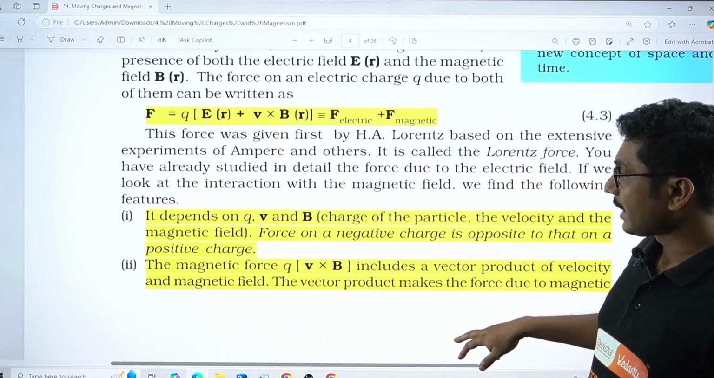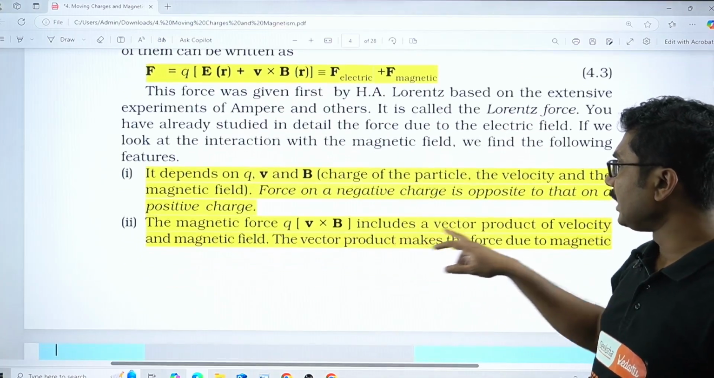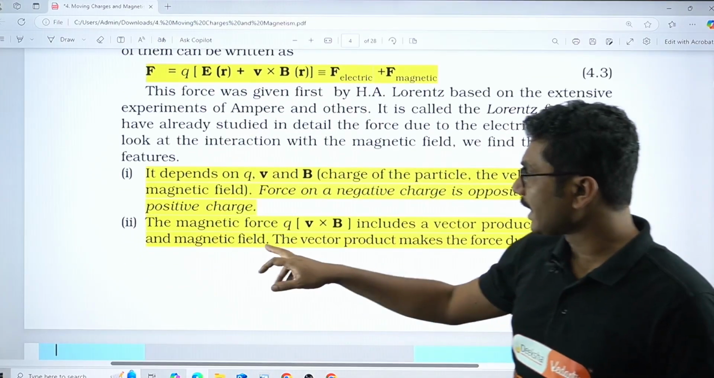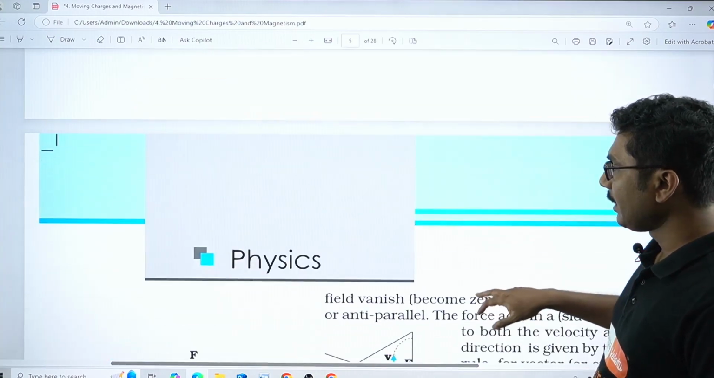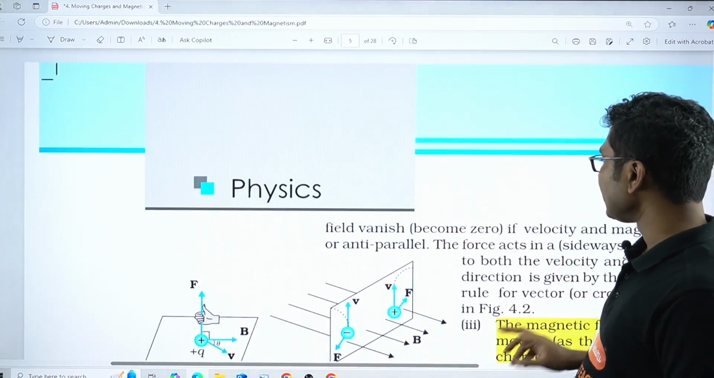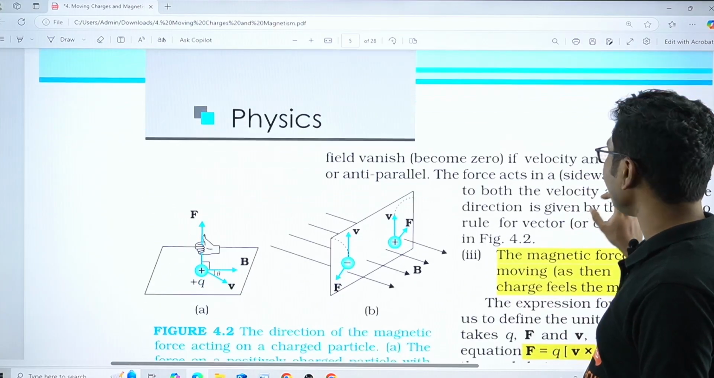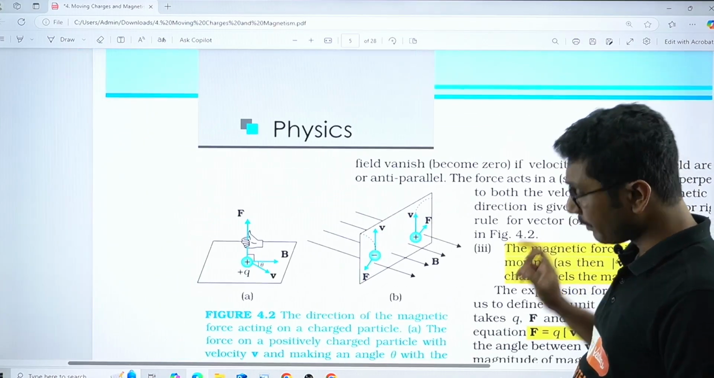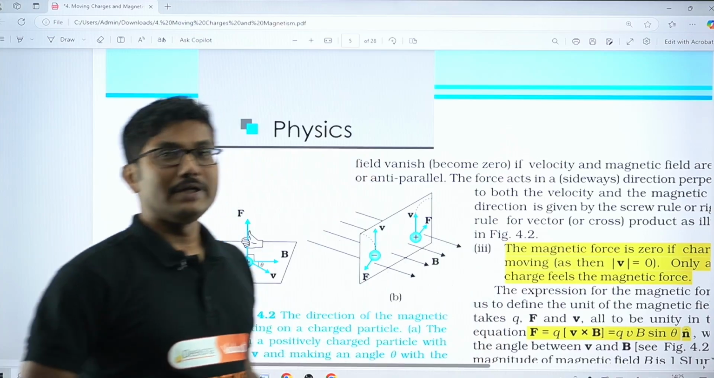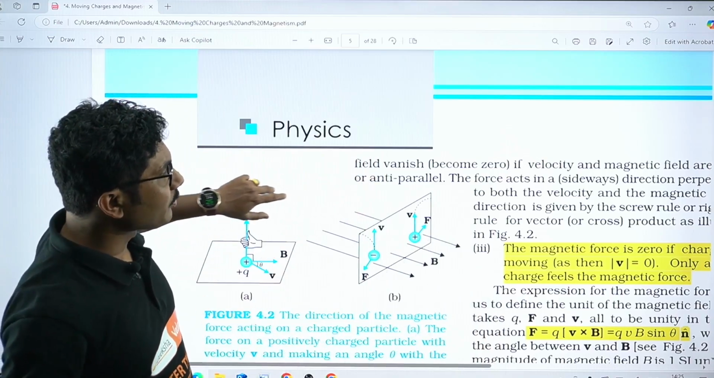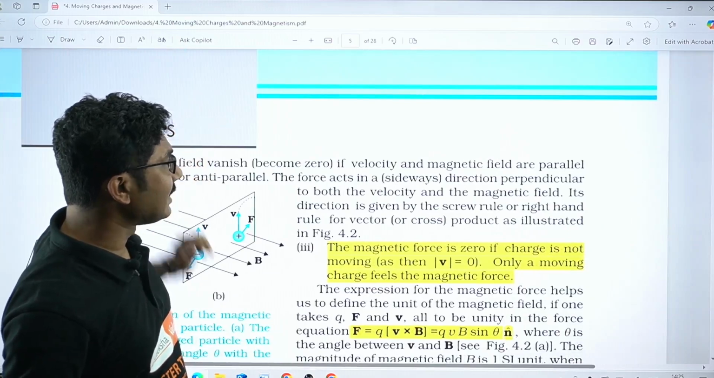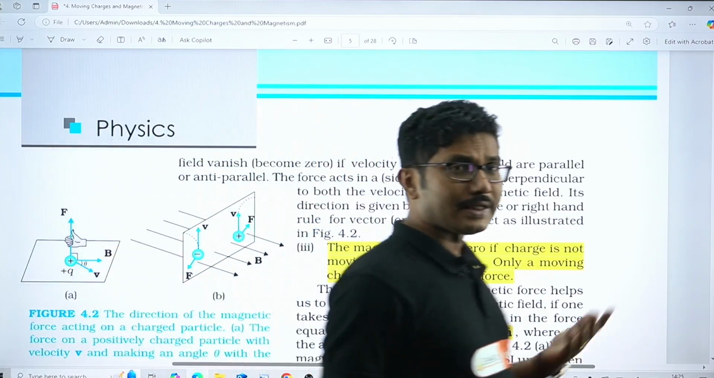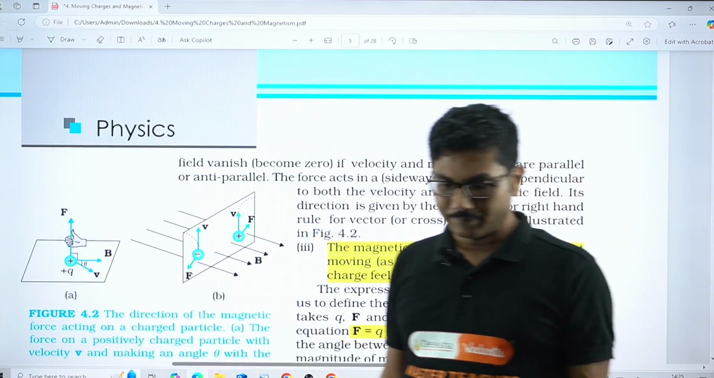Okay, the magnetic force q(v × B) is included as a vector product of velocity and magnetic field. The vector product makes the force due to the magnetic field vanish, become zero, if the velocity and magnetic field are parallel or antiparallel. This is very important: we have a cross product, right? A cross product can be 0 when sin theta is 0.